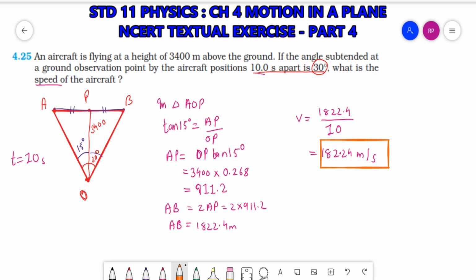Students, so that's it for today. Here we have completed the questions related to numericals of the regular exercise of chapter number 4, that is motion in a plane. Thank you.